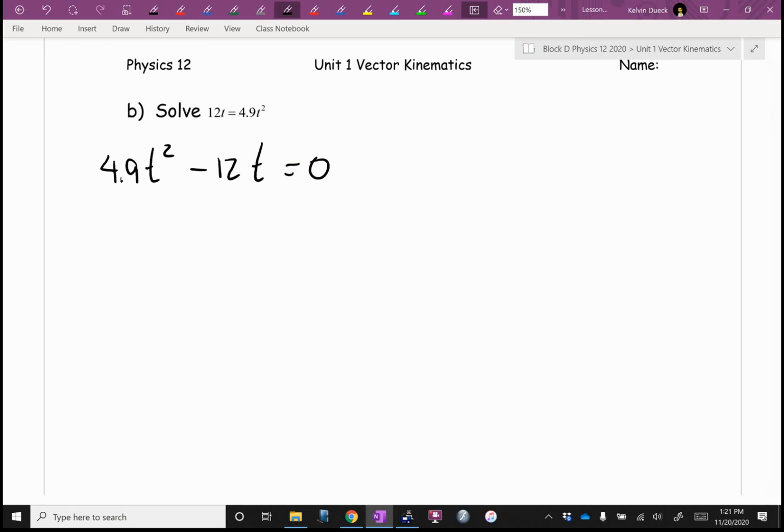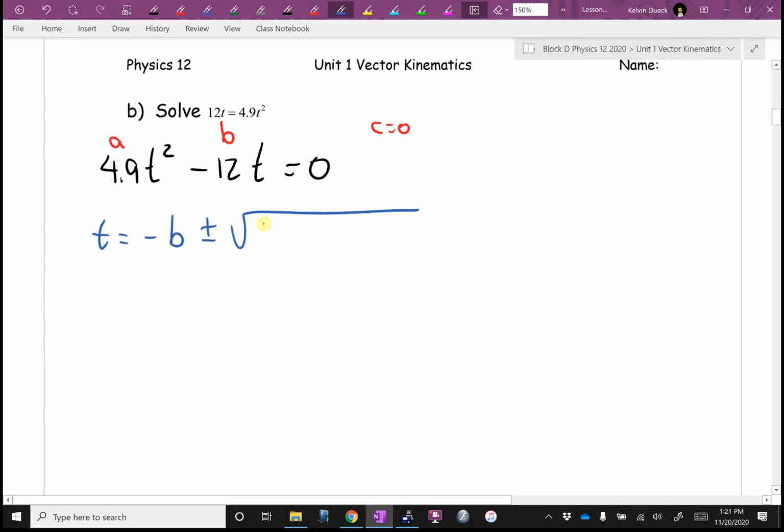What's A? I'll put a little A there. What's B? -12. Oh, what's C? 0. If you want to, you can make a little note, or you can just internalize that. I don't care. T equals -b plus or minus the square root of b squared minus 4ac all over 2a.